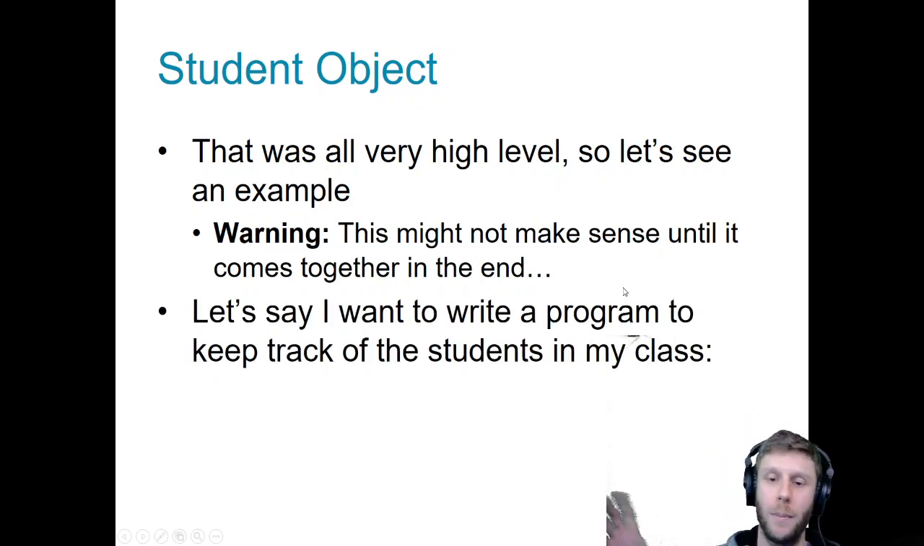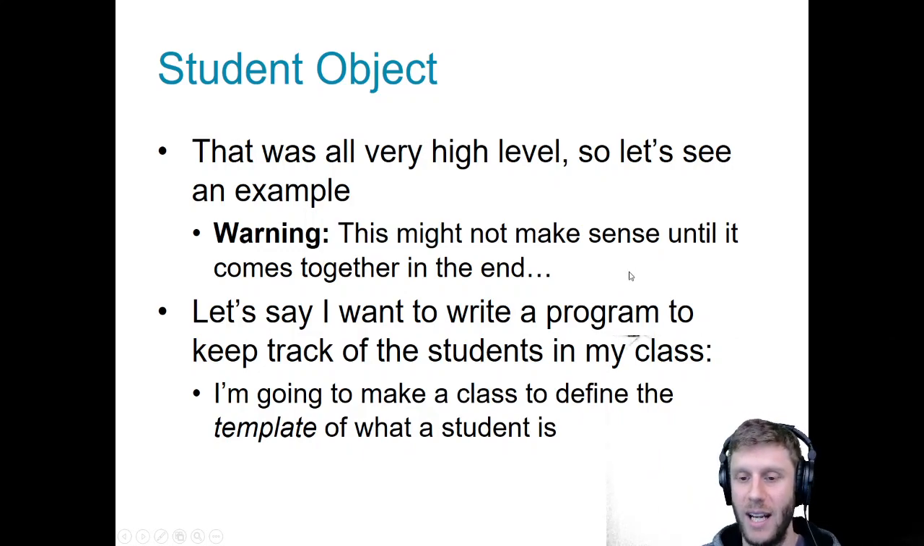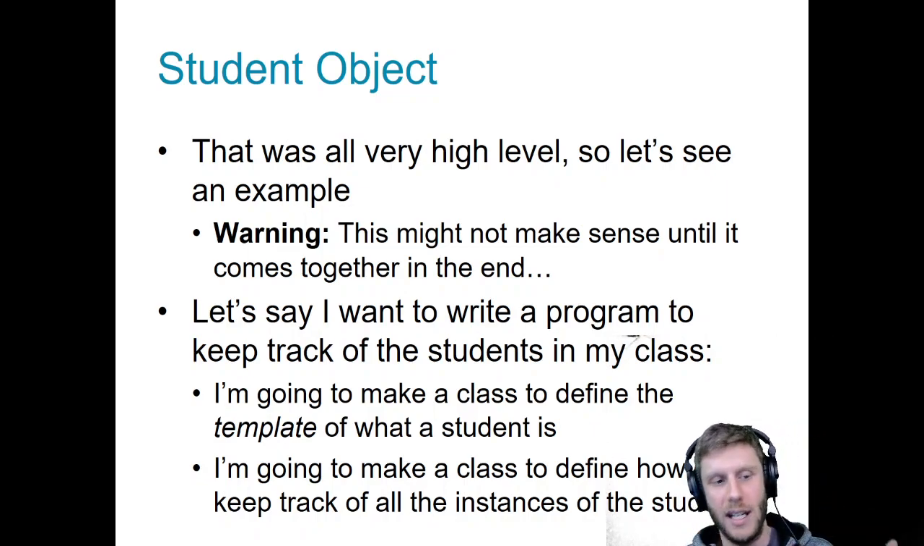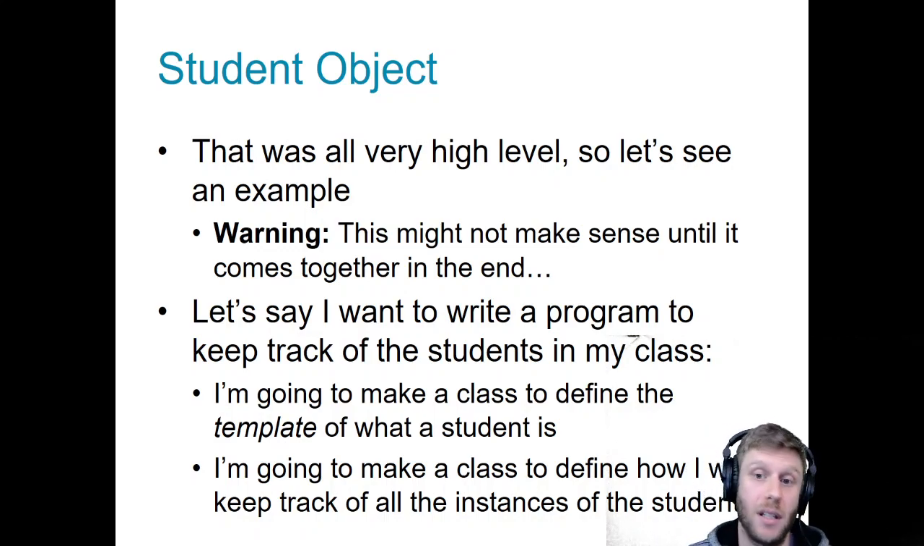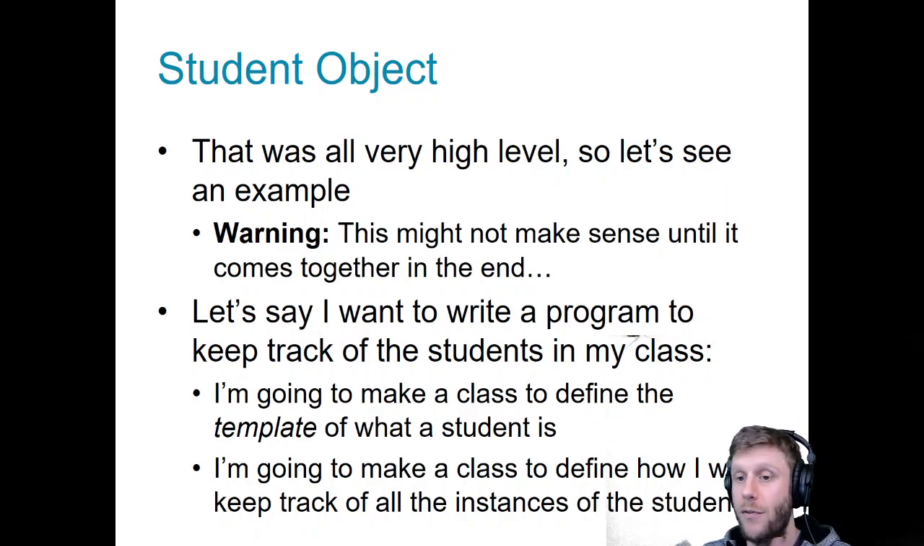So let's say I want to write a program to keep track of all the students in my class. I'm going to make a class that defines the template. It defines what a student is. And I'm going to make a class to define how I will keep track of all the instances of the students. So I want to define what a student is, and then make an instance of a student for each person in 162. But that means I'm going to have 30-something instances. So I'm going to make another object that's going to manage all those students for me in an easy way.